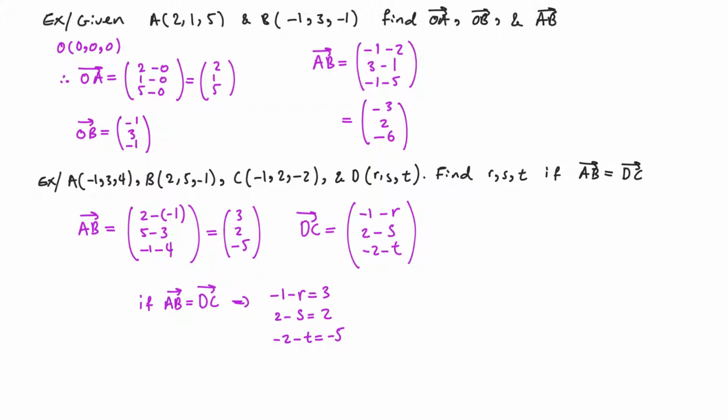Now we can solve each one of these. For the first one, we can add R to both sides and subtract 3 from both sides, and we get R equals -4. For the second one, we add S to both sides and subtract 2 from both sides, and we get S is equal to 0. And finally, for the last one, we add T to both sides and add 5 to both sides, and we get T is equal to 3.